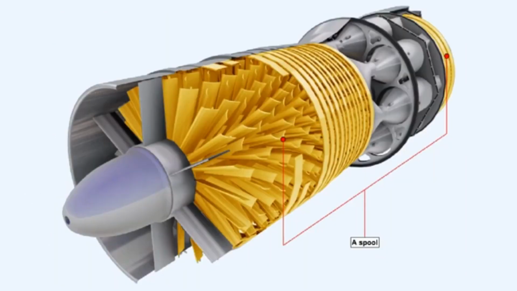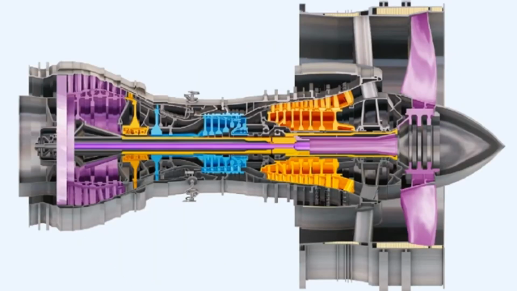This arrangement, where a number of compressor rotor stages on a single shaft are driven by a turbine, is termed a spool. In larger, more modern engines, compressors may consist of up to 3 spools.